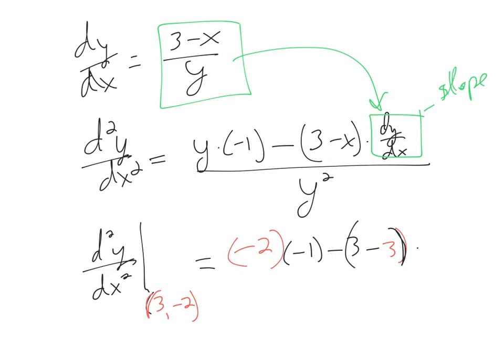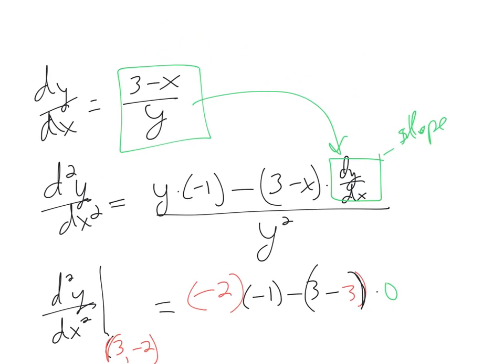And my slope at the point, because I had a horizontal tangent, I had a horizontal line, y equals -2. I know that my slope is 0, but if you're questioning that, let's go ahead and just do a quick check.